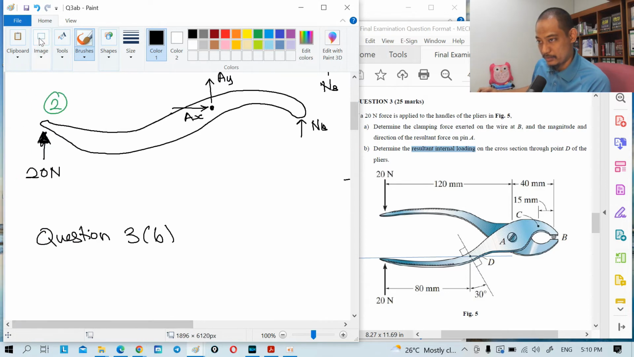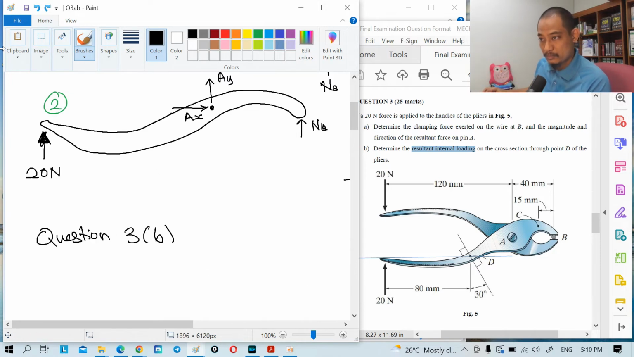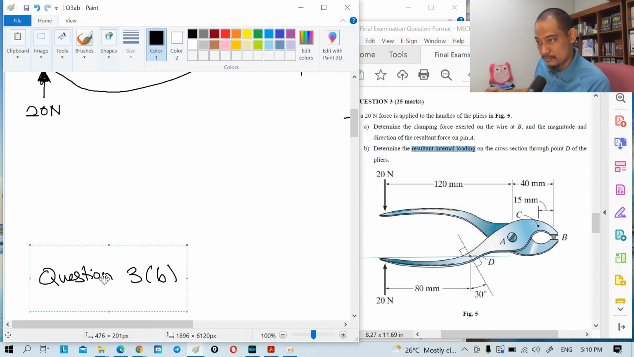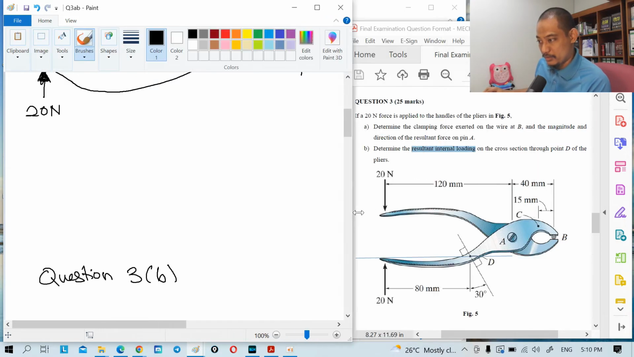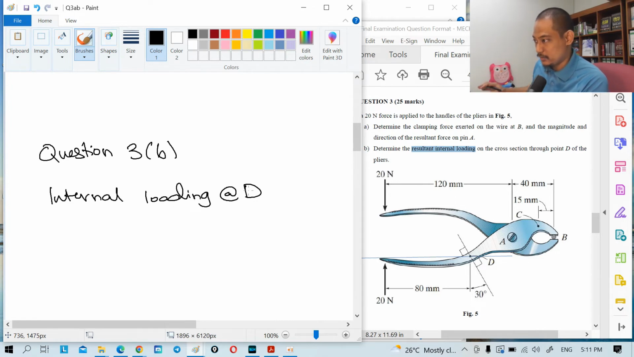Okay. Now going to question 3B. Okay, let's bring it down. Why can't I? Oh, I haven't selected. Okay, question 3B is internal loading at point D, through point D.